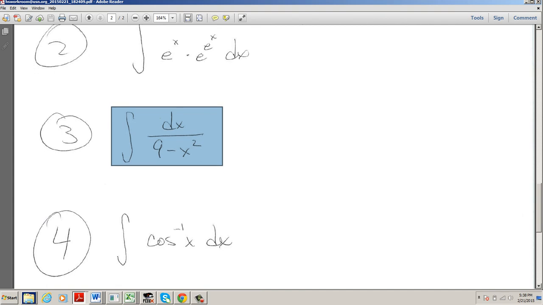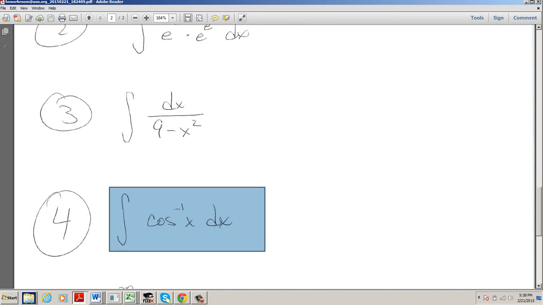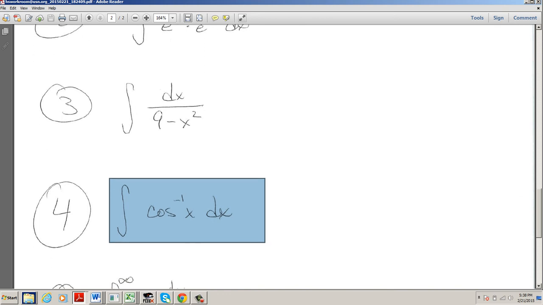Integral 4, pause and think. It's an inverse function, so you integrate by parts. Let u equal inverse cosine x, dv will equal dx, and then after you integrate by parts, you're going to get an integral that's done by substitution. Work through it. If you're not sure, you could do it, as with everything.